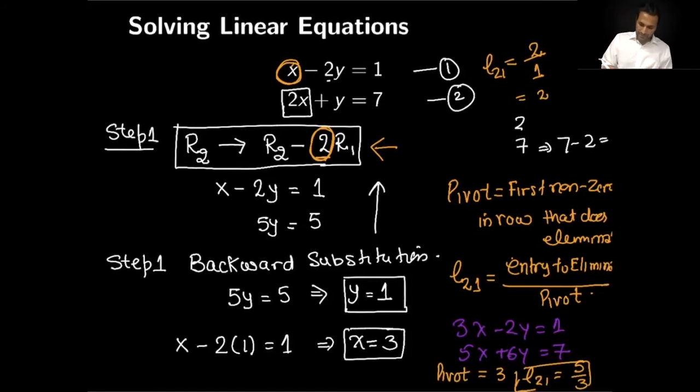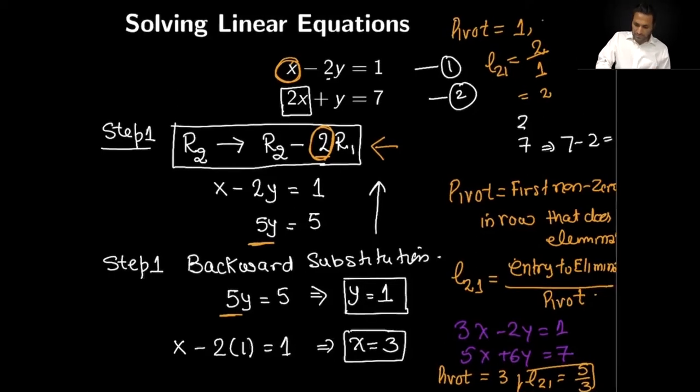In the first example, the first pivot is 1. This is also called a pivot. The first non-zero entry in the second position, when the system has been reduced, is also a pivot. So in this case, 1 and 5 are the pivots of this system.